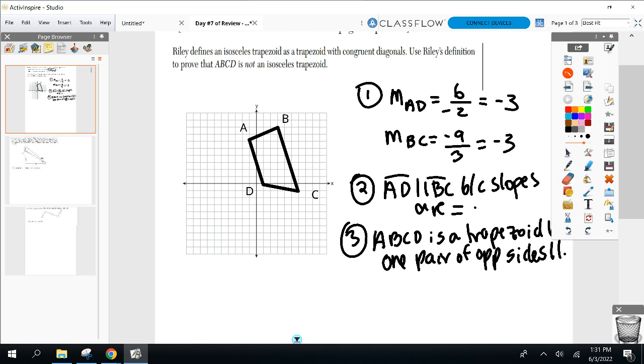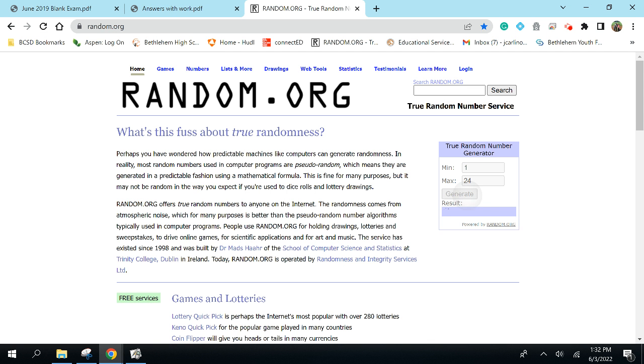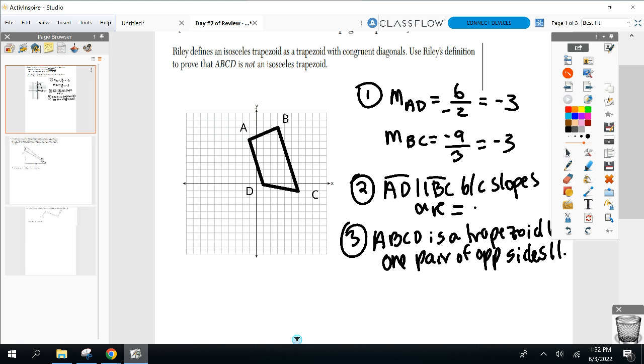Next up, it's a part 2 question. Second one, second part. Riley says this might be an isosceles trapezoid. The way he or she is going to prove it is congruent diagonals. Show that it's not using congruent diagonals. So you can't use anything else. You have to show the diagonals are not congruent here. Name a diagonal. First, name a diagonal, Matt.